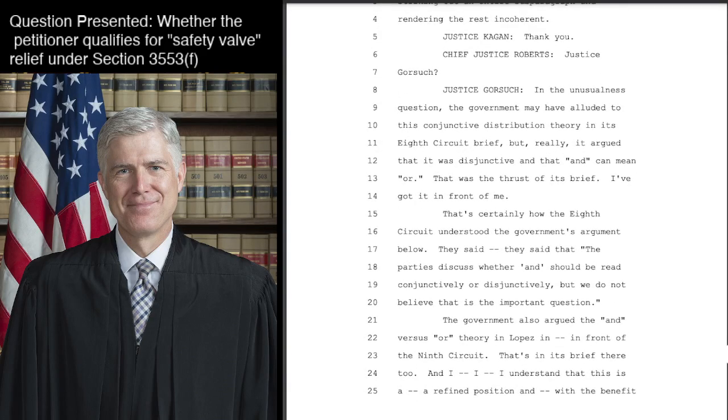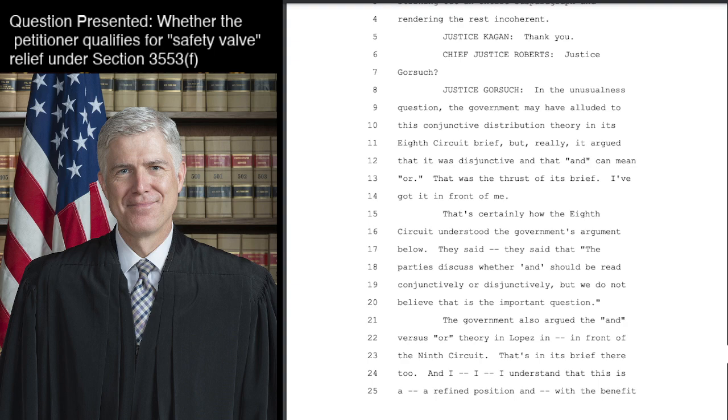The government may have alluded to this conjunctive distribution theory in its Eighth Circuit brief, but really it argued that it was disjunctive and that and can mean or. That was the thrust of its brief. I've got it in front of me. That's certainly how the Eighth Circuit understood the government's argument below. They said that the parties discuss whether and should be read conjunctively or disjunctively, but we do not believe that is the important question. The government also argued the and versus or theory in Lopez in front of the Ninth Circuit. That's in its brief there, too.